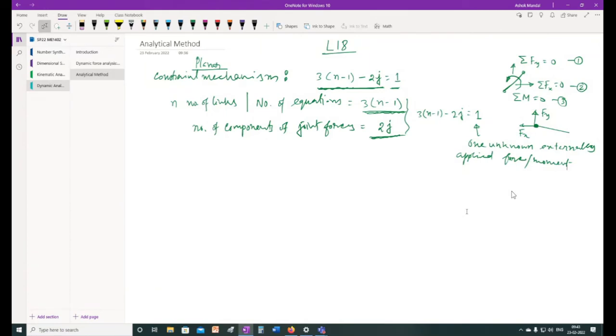Now, going into the discussion, we take a four-bar mechanism, and suppose the four-bar mechanism looks like this.